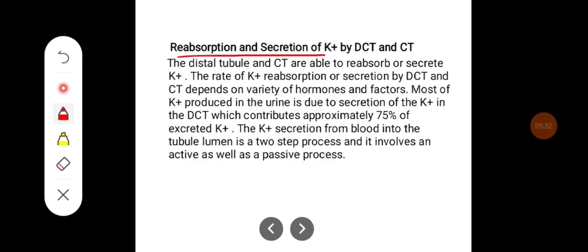Reabsorption and secretion of potassium by the DCT and collecting duct. The distal tubule and the collecting tubule are able to reabsorb or secrete potassium. The rate of potassium reabsorption or secretion by the DCT and CT depends on a variety of hormones and factors.